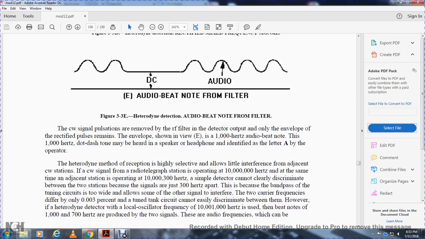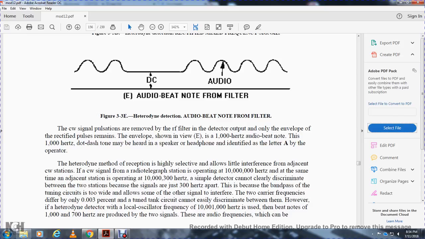The identified letter is A. The heterodyne method of reception is highly selective, allowing little frequency interference by adjusting the local oscillator. Suppose continuous wave radio telegraph stations operate at 10 million Hz and an adjacent station operates at 10,300,000 Hz. A simple detector cannot clearly discriminate between signals just 300 Hz apart. If the band pass of the tuning circuit is too wide, other signals interfere. The two carrier frequencies differ by only 3%, and the tuned tank circuit cannot easily discriminate between them.